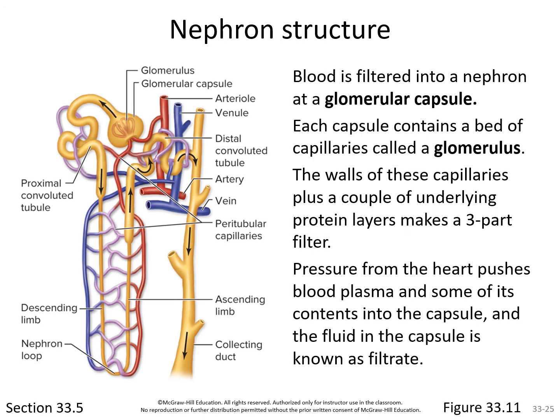First off, blood gets filtered into a nephron at a glomerular capsule, which is right there at the arrow. Each of these capsules contains a bed of capillaries called a glomerulus, which is right here. The walls of these capillaries and a couple of underlying protein layers make a three-part filter. When pressure from the heart pushes blood through the glomerulus, the blood plasma and some of its contents get pushed out into the capsule. It's no longer blood plasma, it's known as filtrate. Basically you see the manufacture of filtrate from blood plasma.